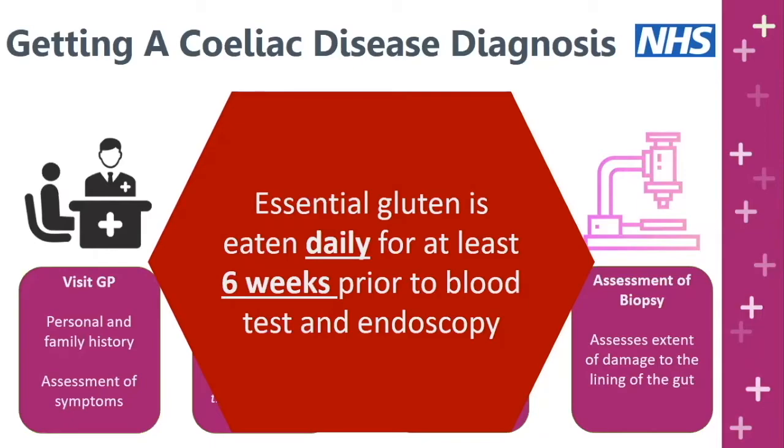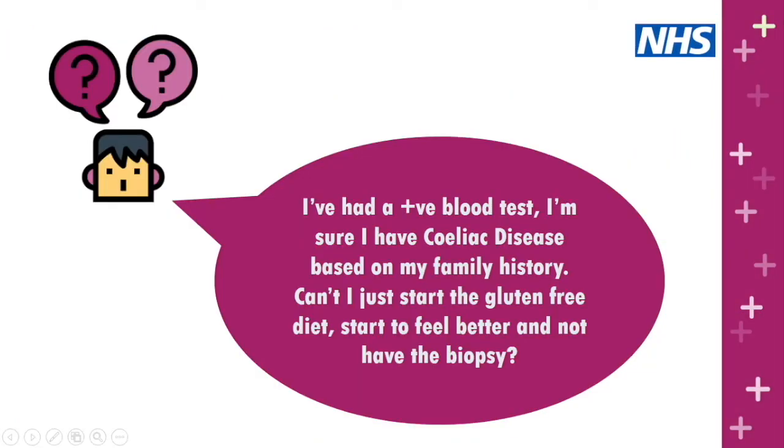Thanks, Danny. So a question for our consultants. I've had a positive blood test. I'm sure I have celiac disease based on my family history. Can't I just start the gluten-free diet, start to feel better and not have the biopsy? A gluten-free diet is quite an undertaking, and it's a lifelong undertaking, so it's very important to be absolutely certain that the diagnosis is correct. And it is possible to have a false positive blood test where the TTG antibodies come up positive, but in fact you haven't got celiac disease. So I think you want to be 100% sure and confirm that with a biopsy.